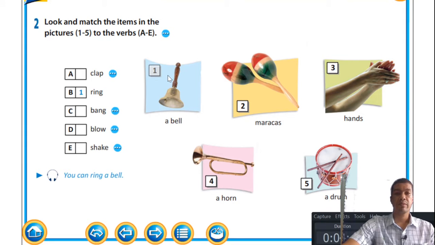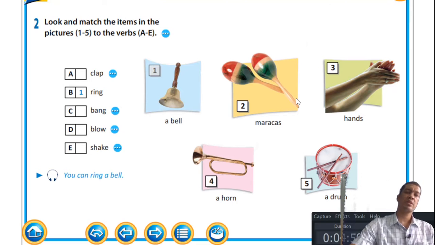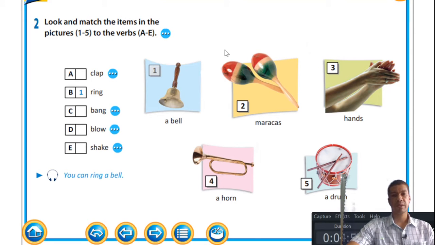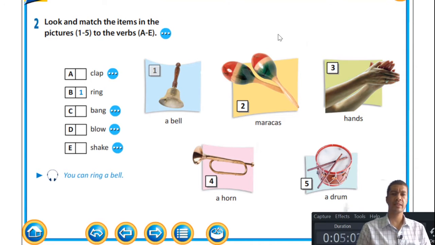Number 1, we have a bell. Number 2, these are known as maracas. They look like lollipops, but the purpose of them is to make a specific sound. You have sand inside of these wooden lollipop-looking things, so when you shake them like that, they make a specific sound. That's the sound that it gives off.